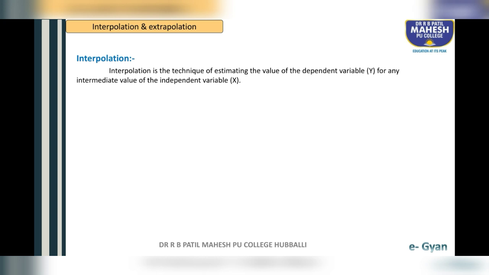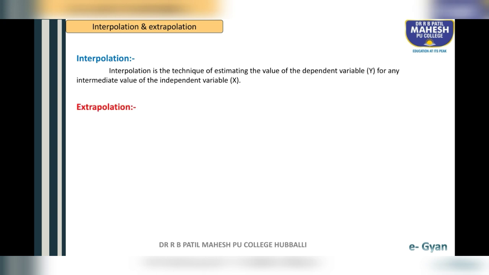Let us see what we mean by interpolation. Interpolation is the technique of estimating the value of the dependent variable, that is y, for any intermediate value of the independent variable x. Students, interpolation means finding the missing value of an in-between value.